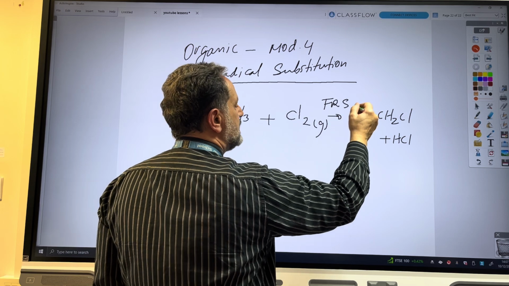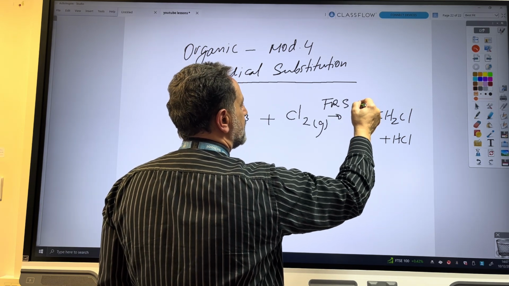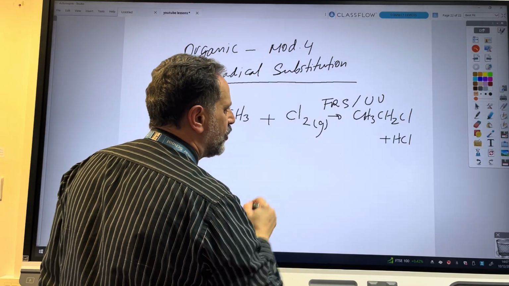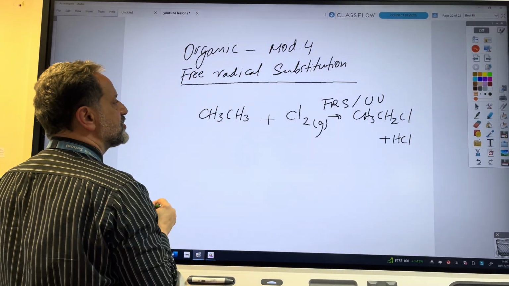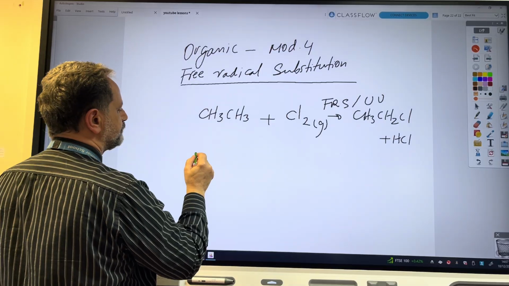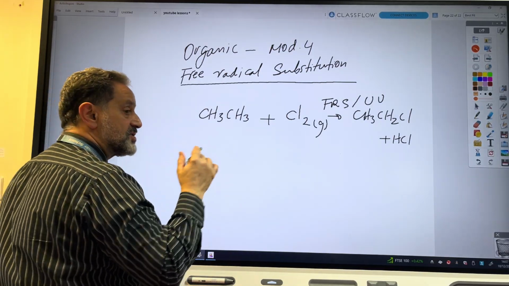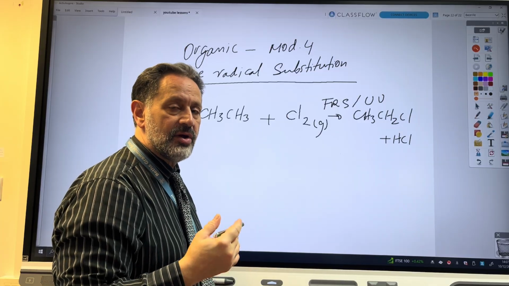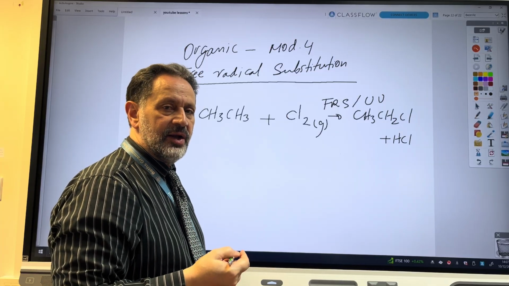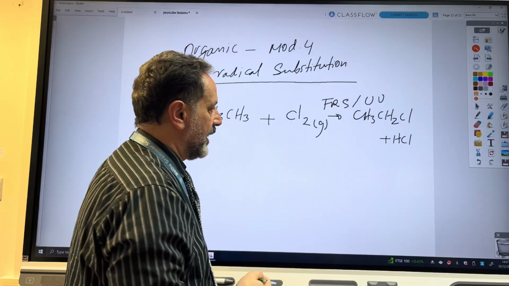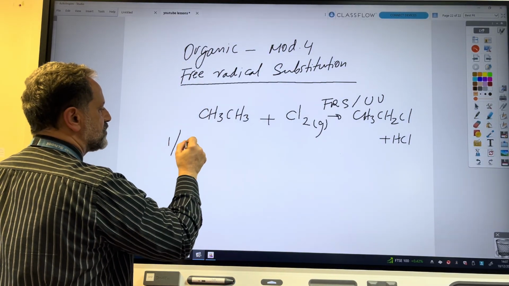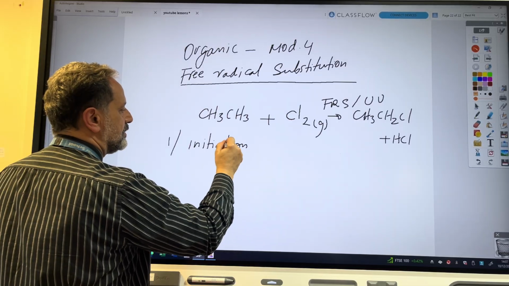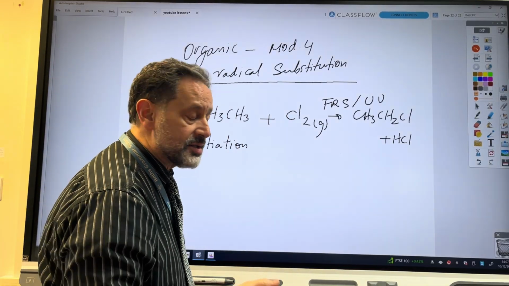And we do need a reaction condition: UV light. Now what is the role of UV light? So if that is the equation, what actually happens? These reactions occur in 3 different steps, and you are required to know these steps and what is entailed in each of them. Step 1 is called initiation. How the whole thing initiates.